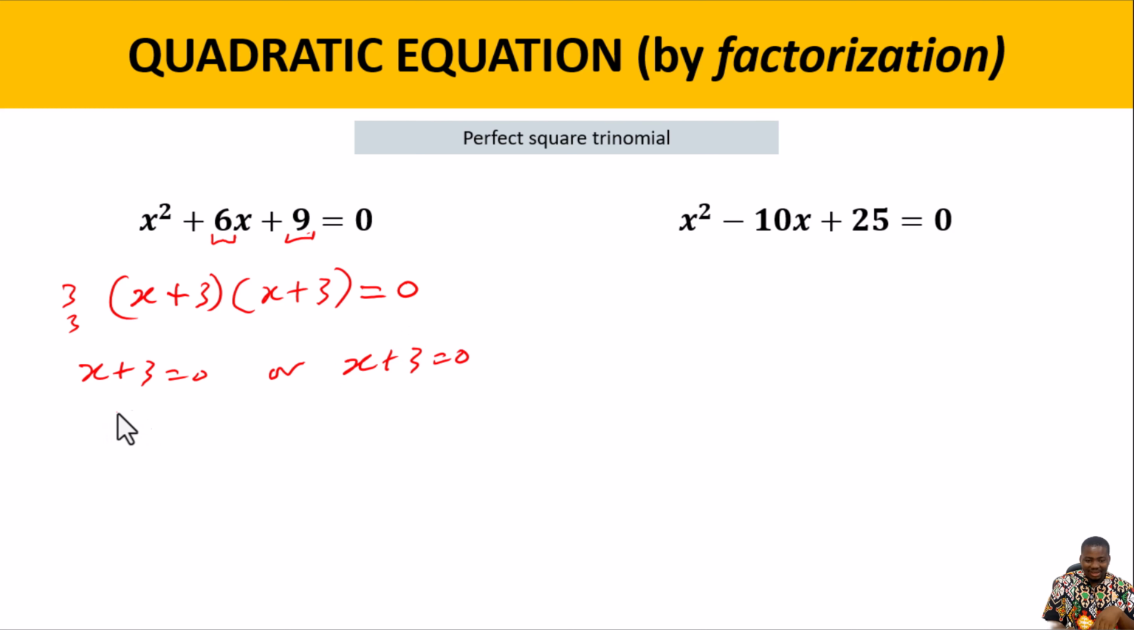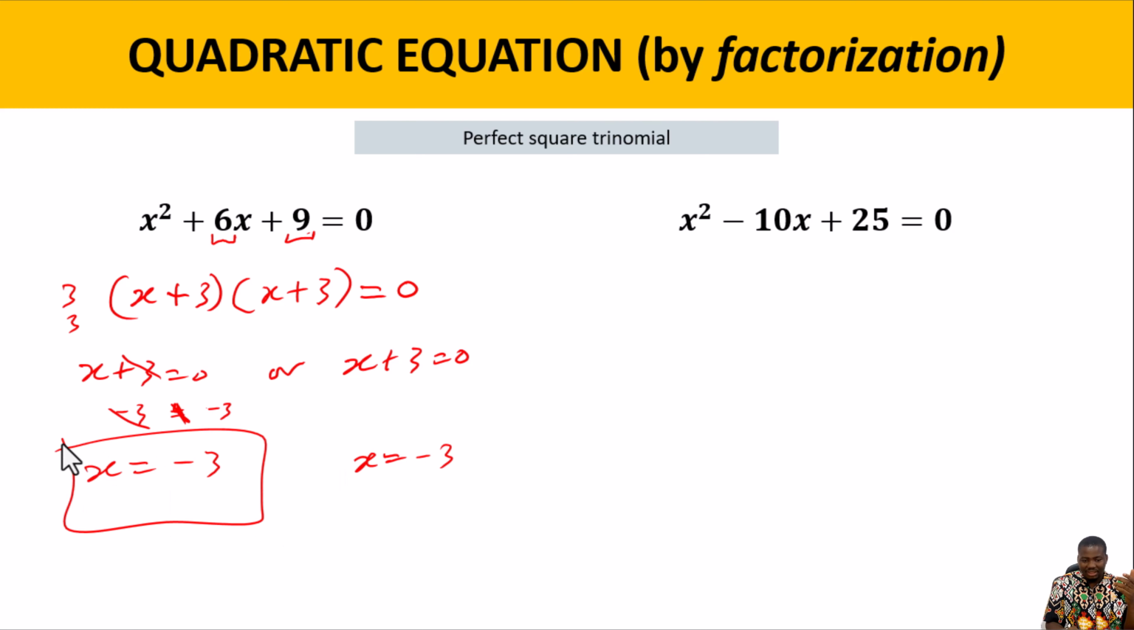So subtract 3 from both sides, so you have x equals negative 3. If you do the same here, you will still get x equals negative 3. So yeah, that's the solution, just one solution, x equals negative 3.